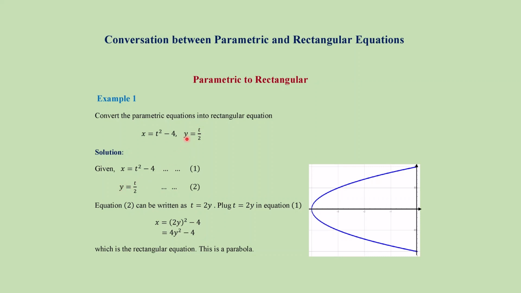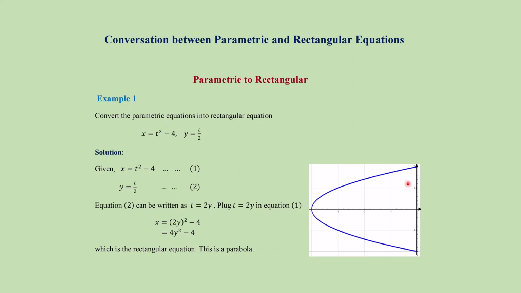In the second equation you can write t equals 2y. So if you write t equals 2y and plug this into the first equation, then you will get x equals (2y) squared minus 4. That means 4y squared minus 4. And this is the rectangular equation because it has only two variables x and y, and this is a parabola.